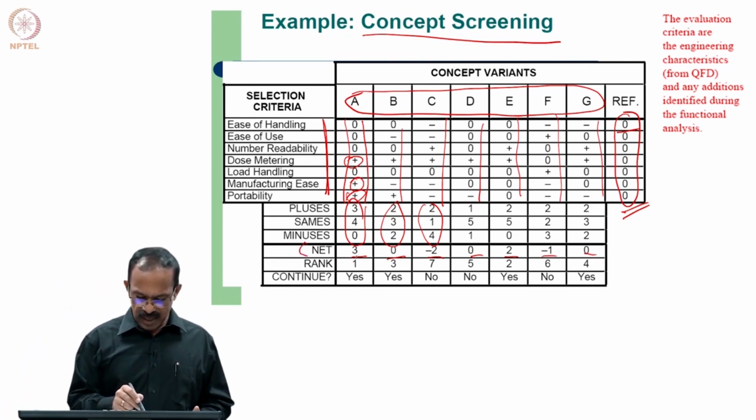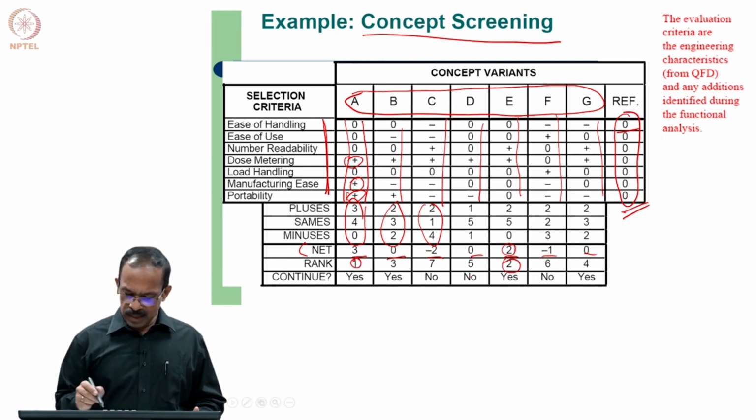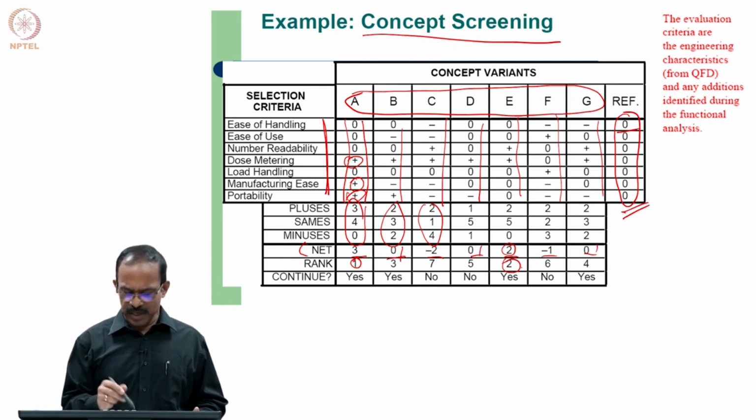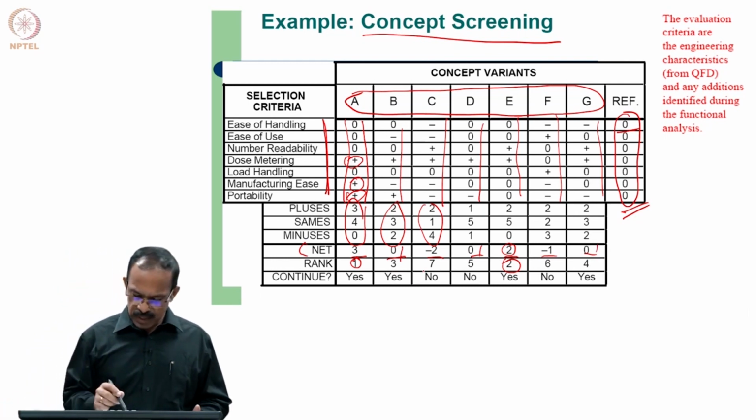So, 3 is the highest. You give rank 1 here and then rank 2, and then you have 0. There are 3 zeros, this is 0, this is 0, this is 0. So, you can give them 3, 4, 5, or you can give equal rank also, then 5, 6 and 7.